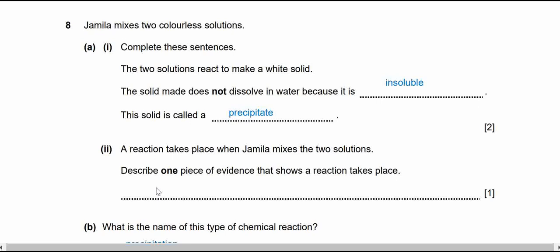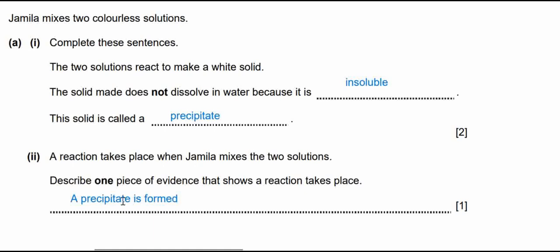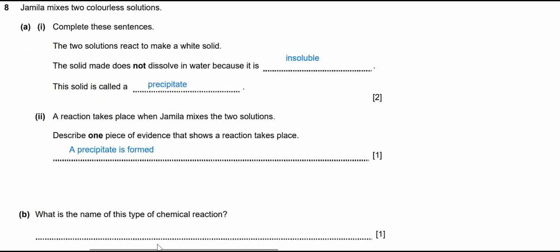Okay, time up, guys. Let's check out the answer. So, the evidence is that a precipitate is formed. You can see that two solutions make a white solid. Or you may say that there's a change in color from colorless into a white solid, white solution. Next. Question B says, what is the name of this type of chemical reaction? You've got 10 seconds from now.